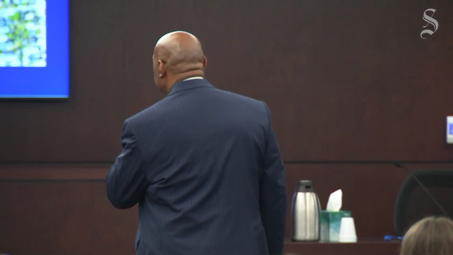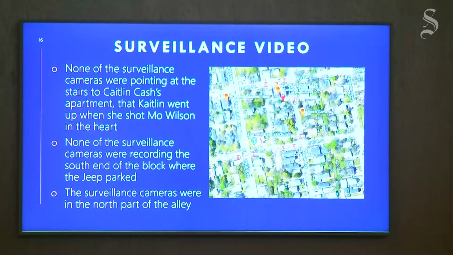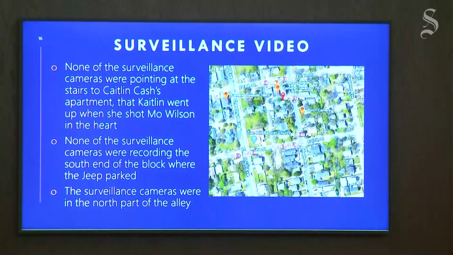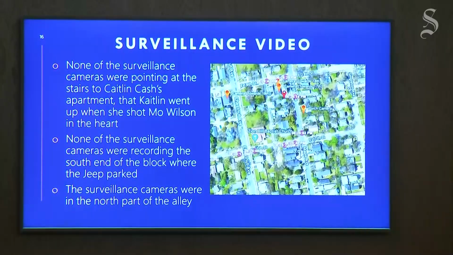Now let's talk about these surveillance videos. You heard a lot of talk about the surveillance videos didn't cover the stairs to Cash's house. No. Generally, people have surveillance cameras to protect their own property. The lady in the alley, she had a camera in the front and the back of her house. Her camera wasn't to figure out who might go up Cash's stairs and kill her best friend, Mo Wilson. Her camera was for her own protection.